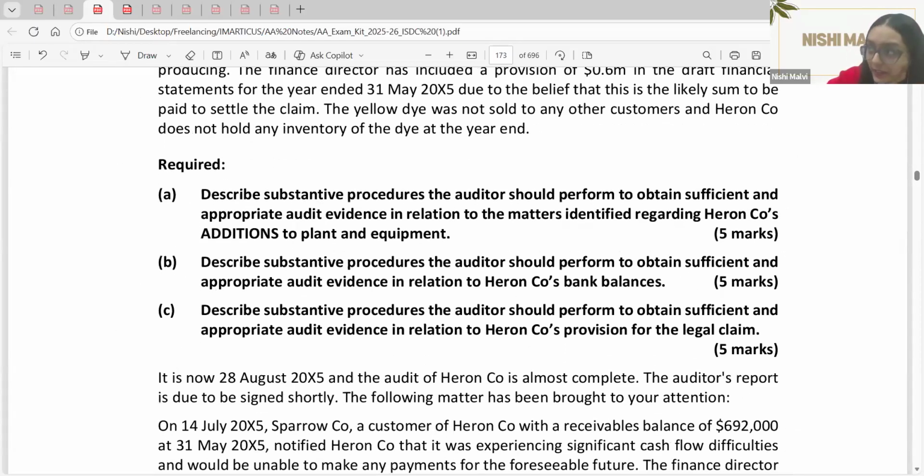Actually, this is addition. Addition to PPE we can also do. If you remember any question from previous ones, let's check for addition. Addition करना है ना? Only depreciation. If we have time, we can do more questions. करना है?